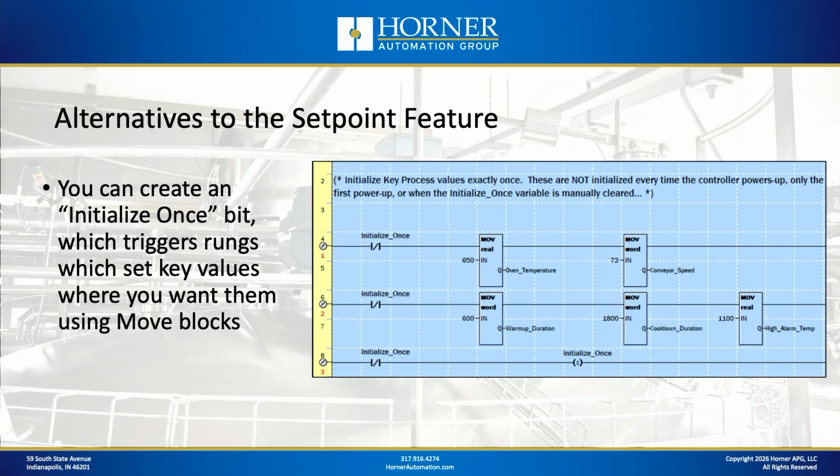I call mine initialize once, and then in your logic, when that variable is off, it enables a series of move blocks that sets those key variables to known values. And then after those move blocks are complete, it basically turns itself on using a set coil. Because it's a retained variable and that's a set coil, on subsequent power-ups that variable will already be on, and so these move blocks will not be executed. So that's a way you can set a machine up with some known values to key variables, but only do it the very first time.